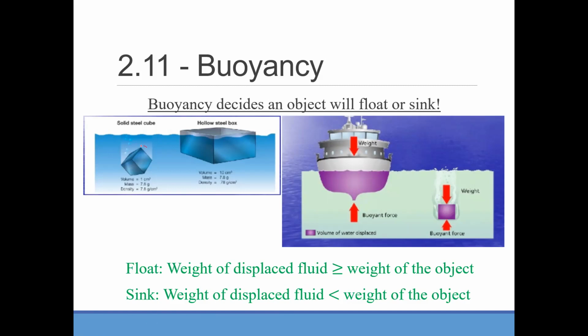You can see here, this is just a 1 centimeter cube, but this one is solid and it is displacing some amount of fluid. But when you make a hollow steel box, the volume is 10 times higher. So obviously it is displacing 10 times more fluid, so the weight of that fluid is obviously higher, right? So that's why when the weight of displaced fluid is equal to or more than the weight of the object, it will float. The same principle applies for ships also.